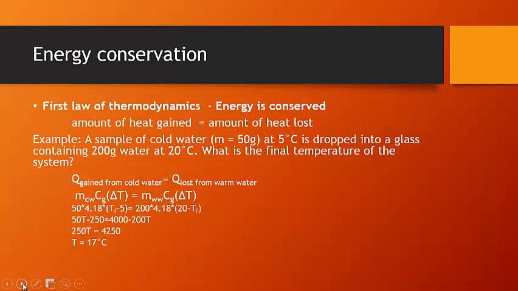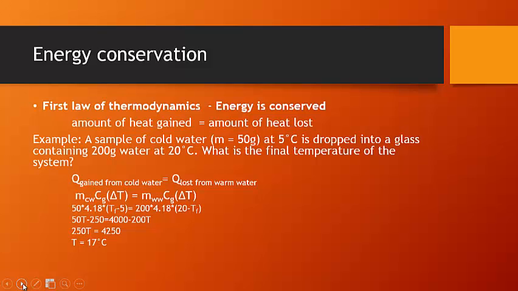So our first law of thermodynamics in physics is that energy is conserved. In chemistry terms, what that means is that the amount of heat that is gained in a system is equivalent to the amount of heat that's lost. The example we had in class was some cold water that was dropped into a glass which had warm water, and what is the final temperature of the system. So we can look at the heat that was gained from the cold water as equivalent to the heat that was lost from the warm water.